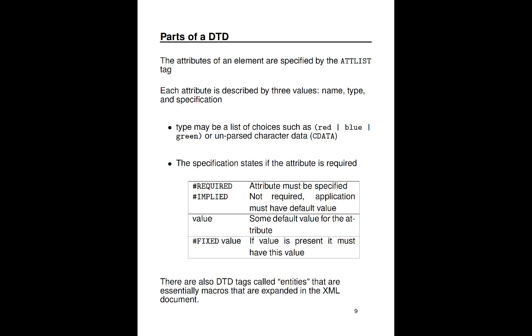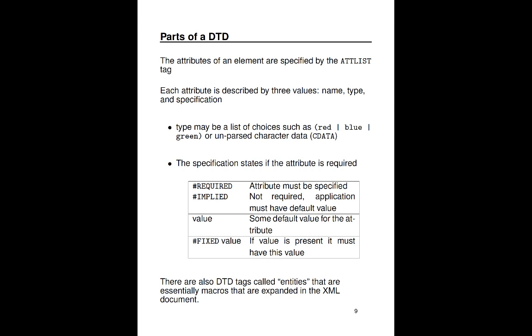As we saw in that person example, the attributes of an element are specified by the ATTLIST tag. Each attribute of an XML element is described by 3 values: its name, its type, and something called a specification. The type of an attribute may be something like unparsed character data, CDATA, or the type may specify the specific values that are allowed for that attribute, such as red, blue, or green.